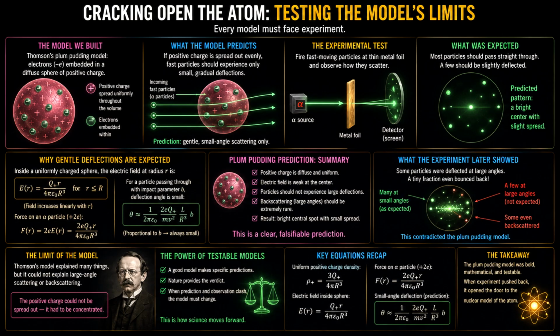If the positive charge really was spread out evenly, the particles should pass through with only small, gentle deflections. The plum pudding model made a clear, falsifiable prediction, and that is exactly what made it good science. It could be checked, and checking it would force the next major revision of the atomic model.